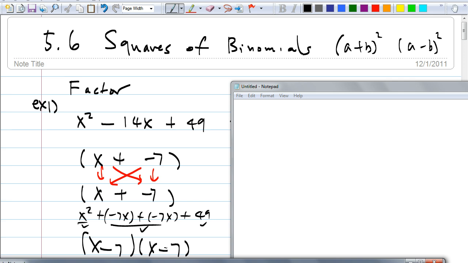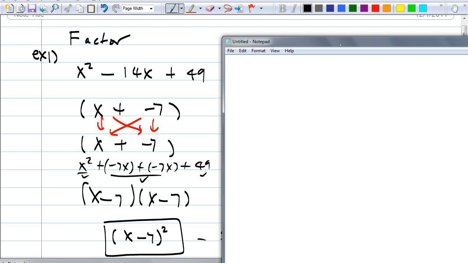Isn't that better? Okay, so let's move it up a little bit. So there you go. Did you all write it this way? Isn't this better to write it this way? By the way, what did we just say this is called? Something binomial squared. What do we call this? A square of a binomial. Okay, this is called a square of a binomial.